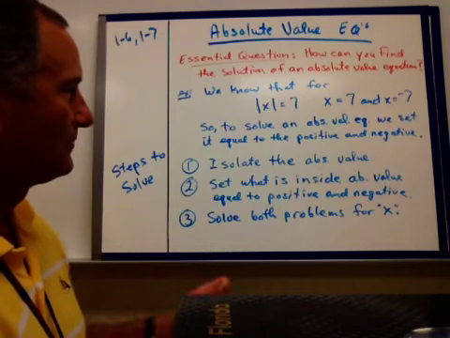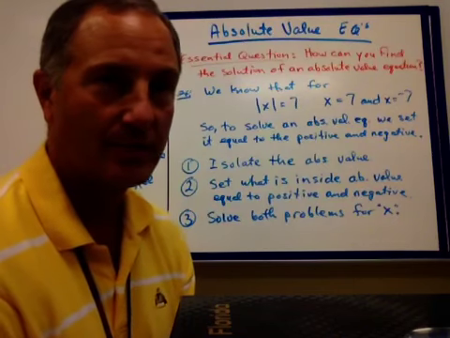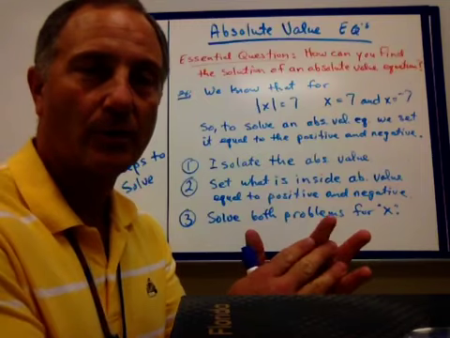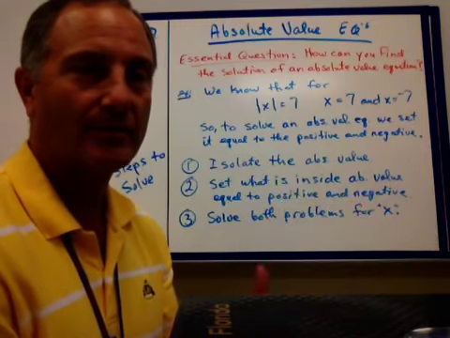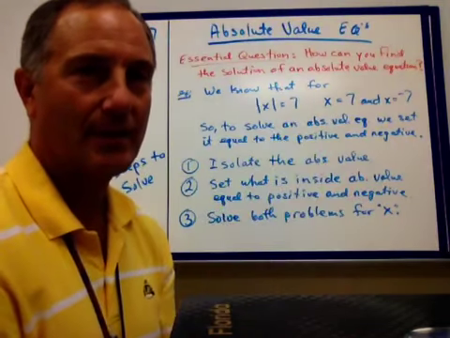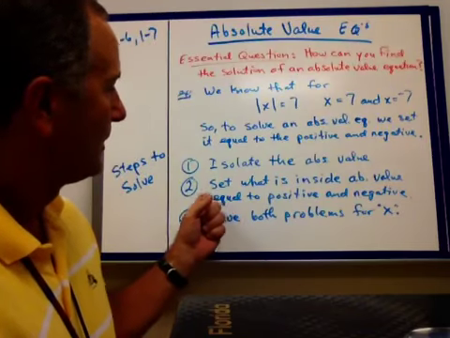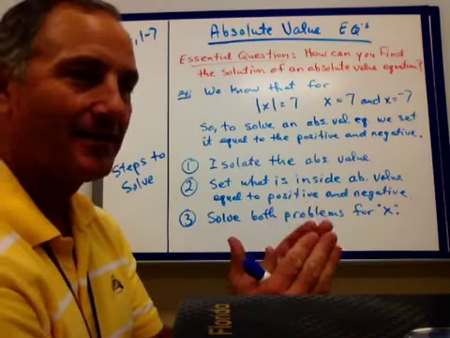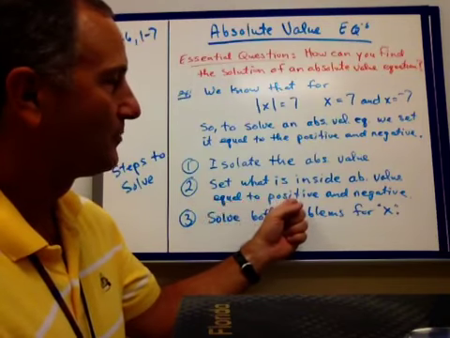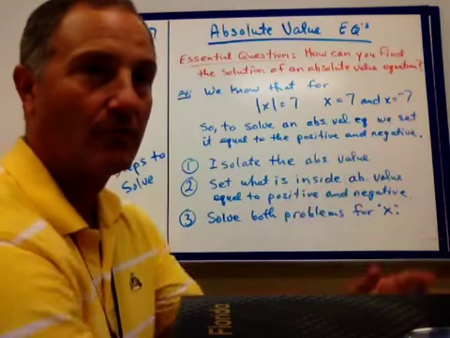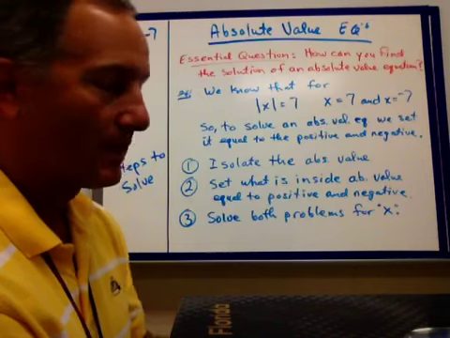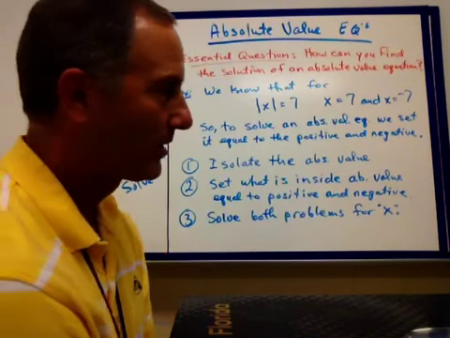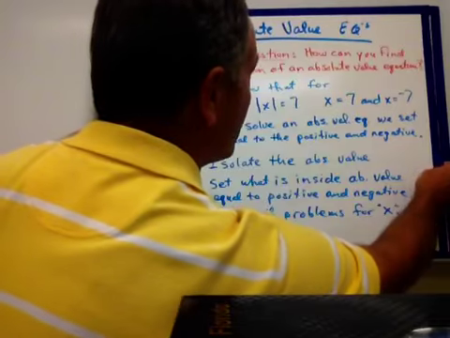The steps to solve it: we start out first by isolating the absolute value, and I'll show you that in an example. Just like when we're solving an equation and we want to isolate that variable, now we're going to isolate the absolute value part. Then two, we're going to set what's inside the absolute value equal to the positive and the negative of what it's equal to. And again, I'll show you that in the problem. And then we solve both problems for x. Okay? So it looks like this.